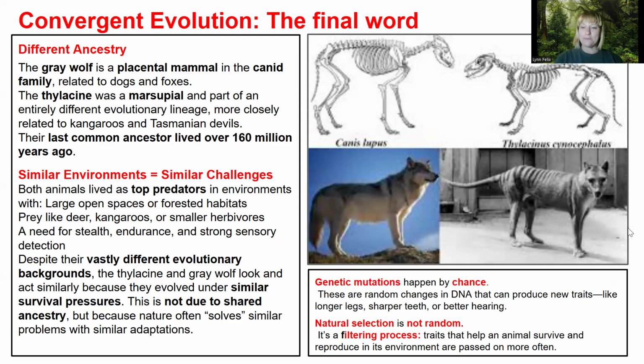So when we're looking at, and our final thing that we're going to cover is, genetic mutations happen by chance, right? These are random changes in DNA that can produce new traits like longer legs, sharper teeth, or better hearing. But natural selection is not random. It is a filtering process, and it is traits that help an animal survive and reproduce in its environment, and they are passed on more often.